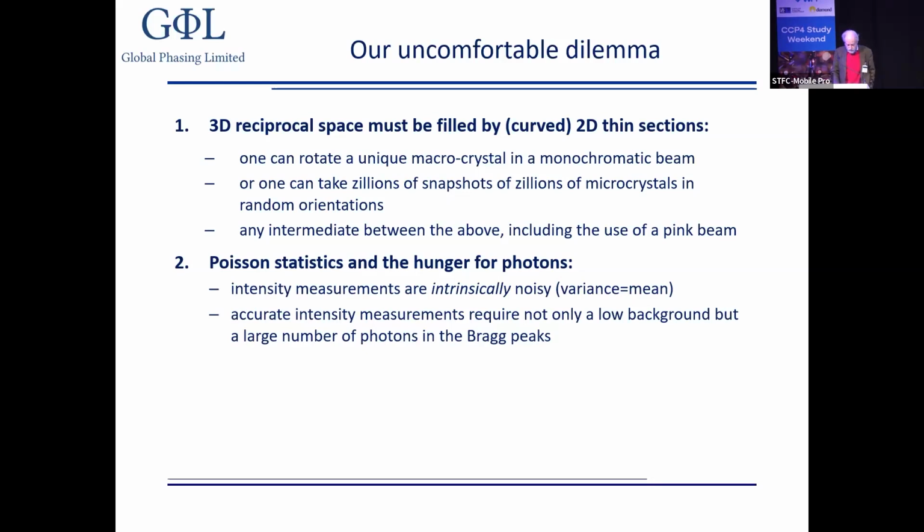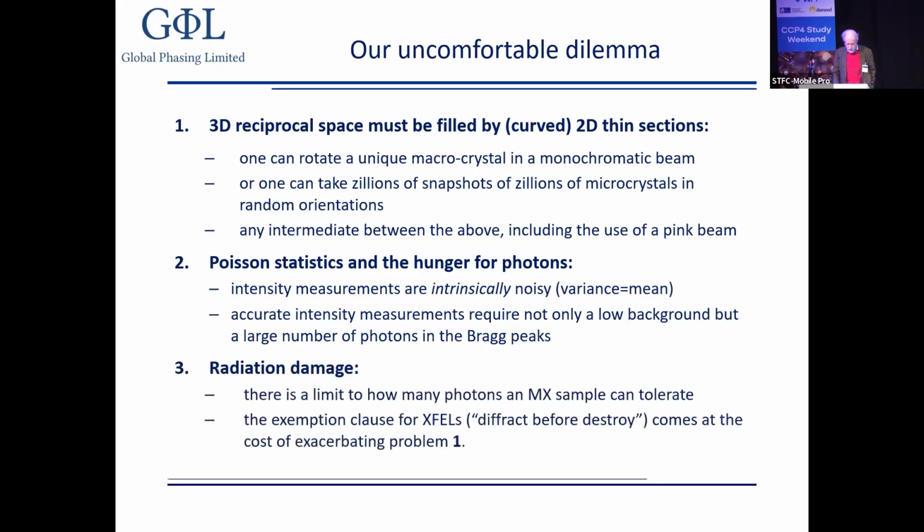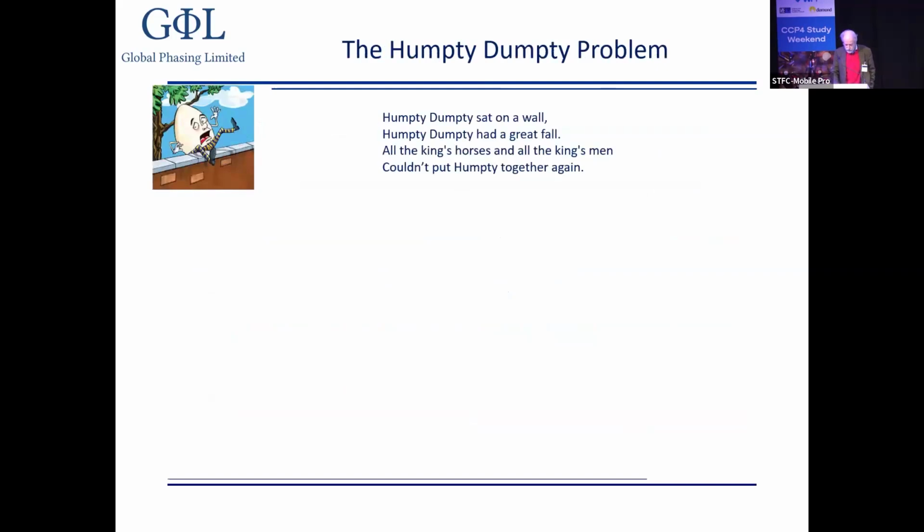So to get accurate intensity measurements with a high value of I over sigma, you need not just to have no background, but you need to have lots of photons in the peaks. And to get lots of photons in the peaks, you have to put lots of photons onto the crystal. And there is only so much that a crystal will tolerate without losing its order, and we lose the signal. And when you avoid this in XFEL experiments, then you are back to a worst possible version of problem number one.